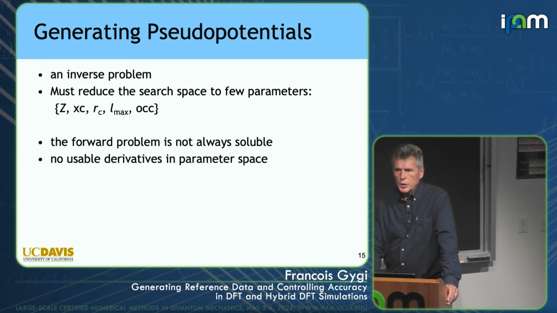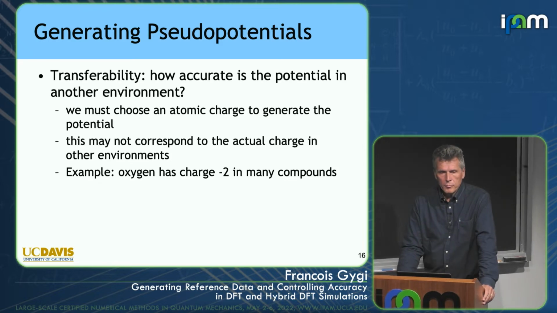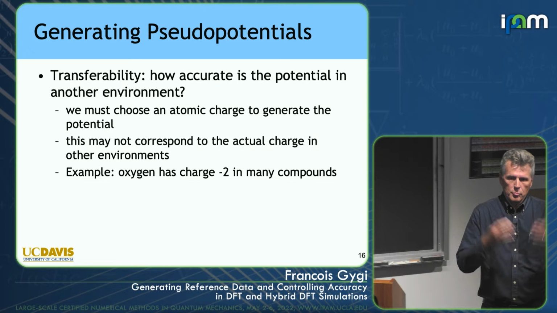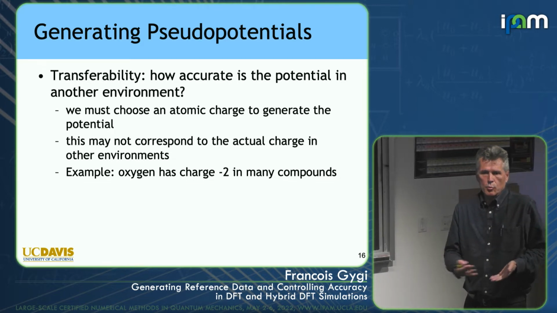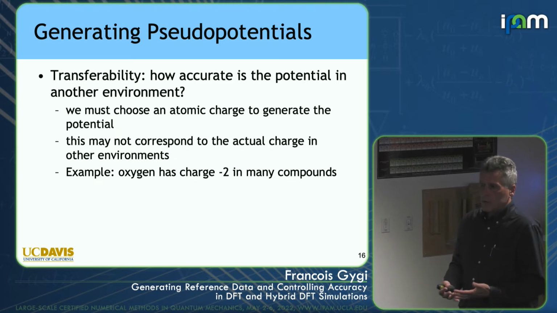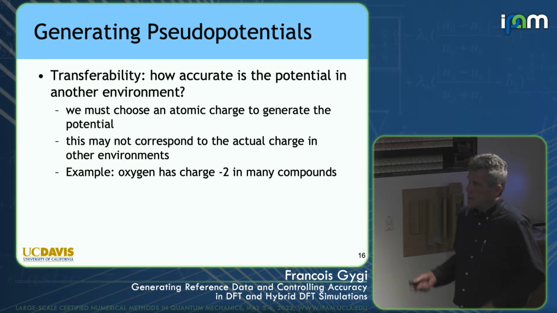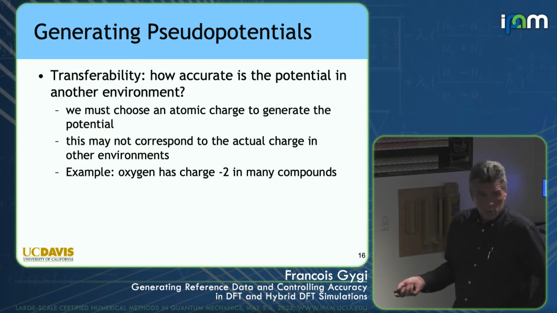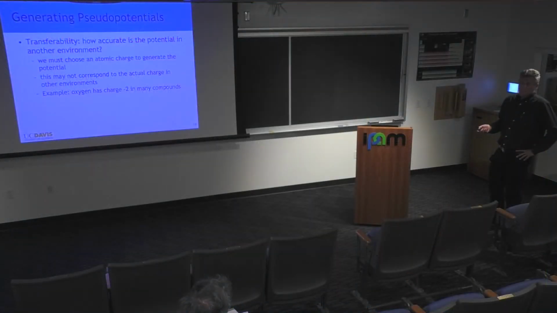Now, even if you can generate a pseudopotential, the question then comes of how transferable it is to other situations. It's okay for the atom because that's what you used to derive it. But how good is it going to be when you use it for something else? How accurate is it in another environment, not just a single atom? One problem, for instance, is that we have to choose this atomic charge, and sometimes that's not what happens in the actual environment of the atom.